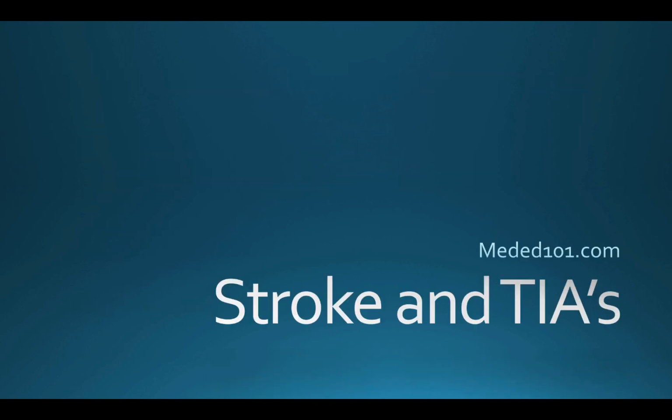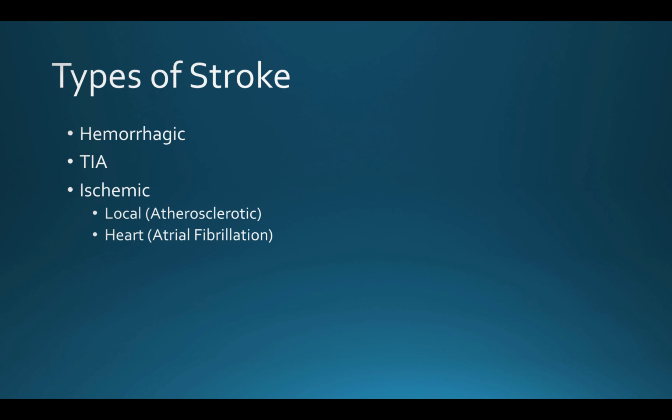All right, let's get into stroke and TIAs, transient ischemic attacks. So types of stroke, so we've got hemorrhagic, that's a bleeding type of stroke. And when I talk about stroke, it's basically this lack of perfusion, loss of blood flow to the brain, and it can be caused by a few different things. Hemorrhagic is basically a bleeding issue where we're bleeding out of the vessels and not getting adequate perfusion.